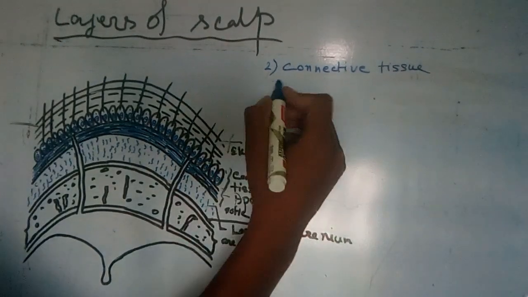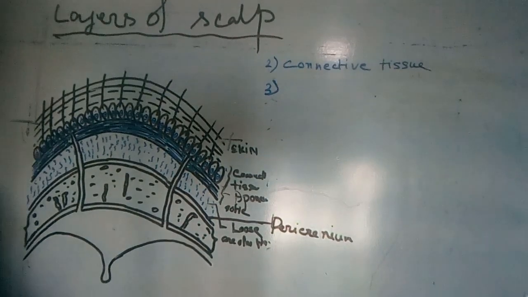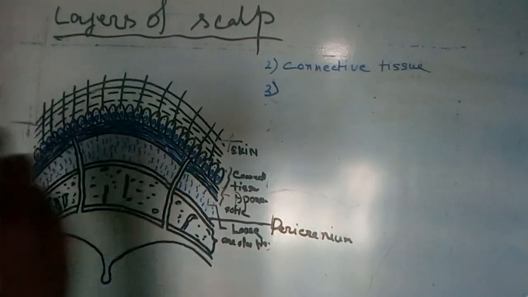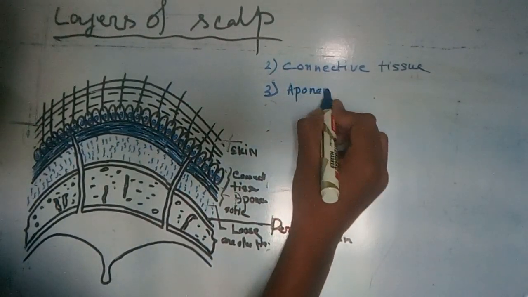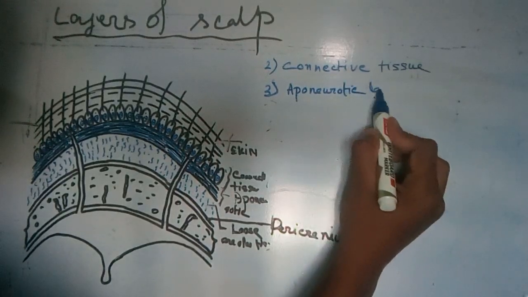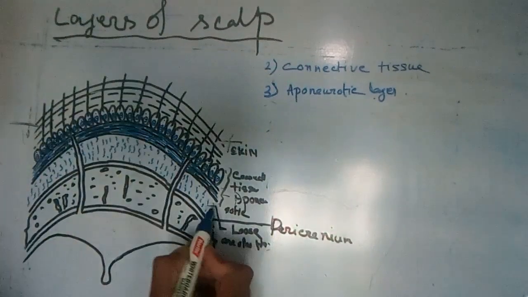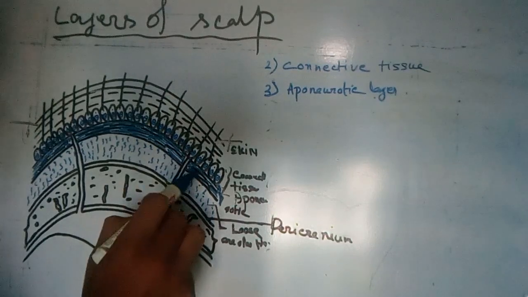Now the third layer, that is the aponeurotic layer. This is the aponeurotic layer.